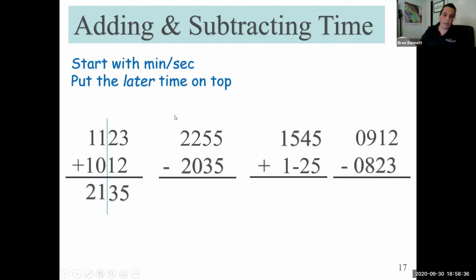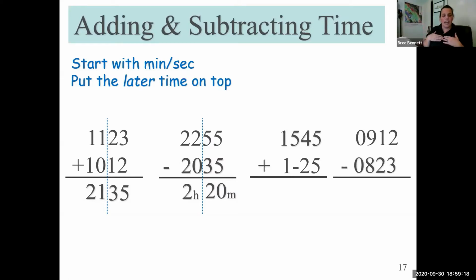Okay. Anyways, so now we're going to be subtracting sometimes. So 2255 minus your 2035. You always start with the minutes. So we have 55 minus 35, 20 minutes. 22 minus our 20, 2 hours. So especially in our subtraction, we always want to put the later time on top. Whether it's later in the day or later in the future, if that makes sense, we always want to put the later time on top.